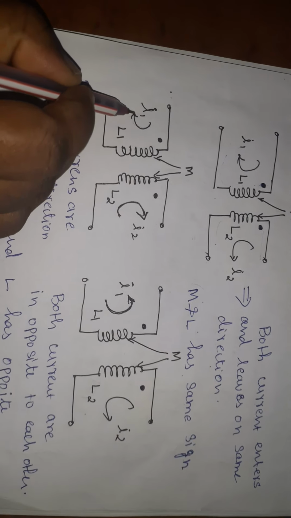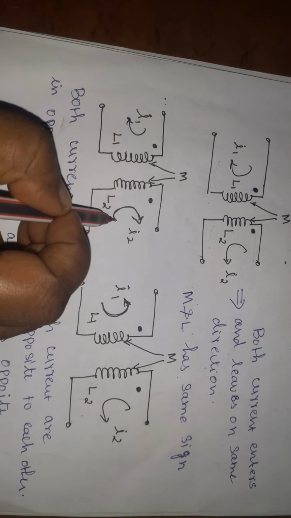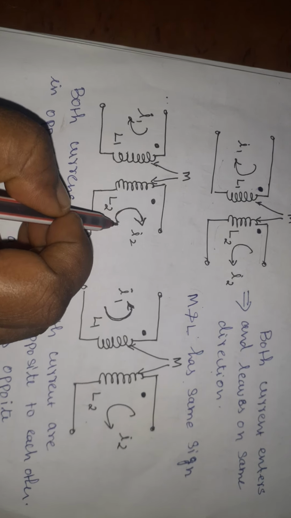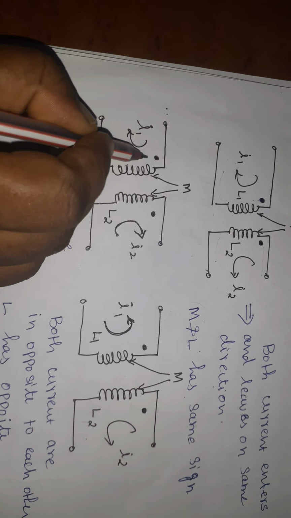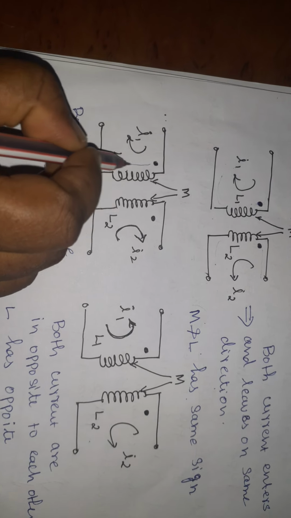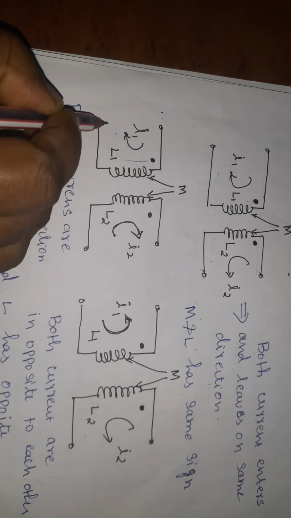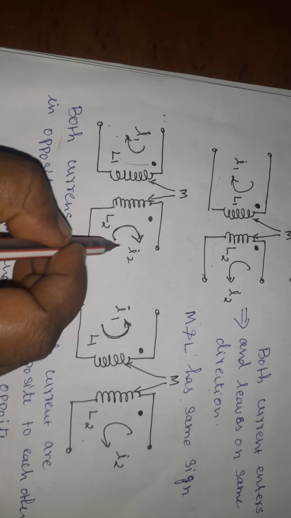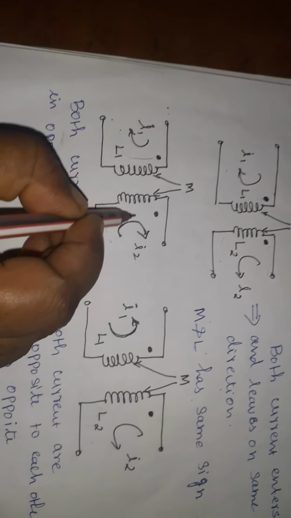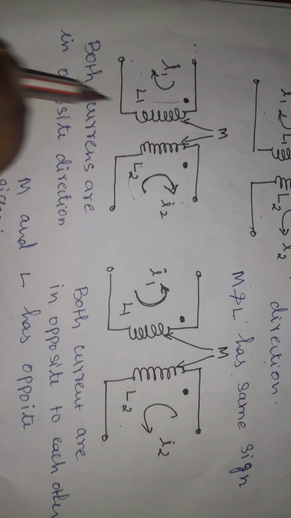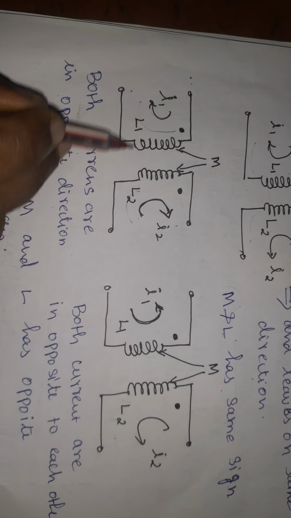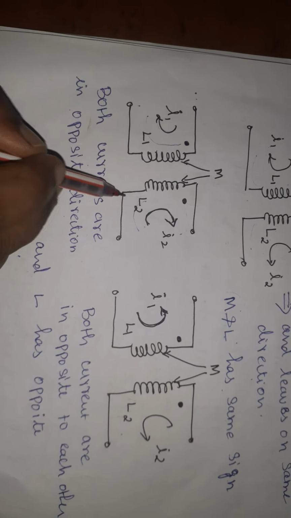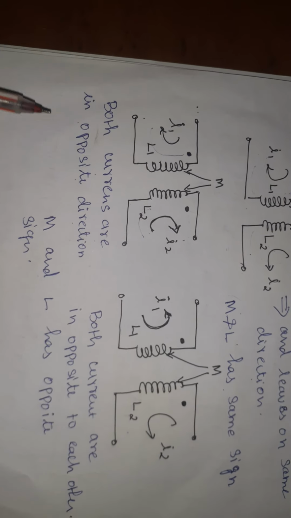See this circuit. Here the current is in clockwise direction, this side is in anti-clockwise direction. In this circuit, I1 enters the dotted point and leaves from the undotted point. Here it enters the undotted point and leaves from the dotted point. In this condition, both currents are in opposite directions, so M and L are in opposite signs.